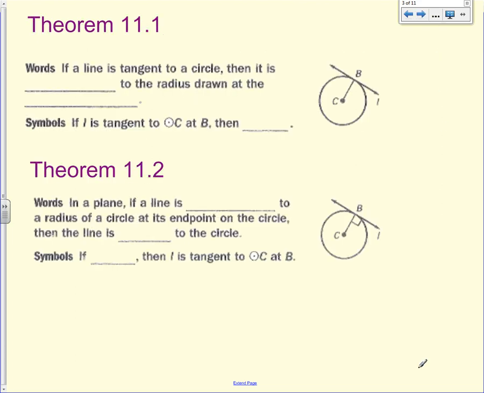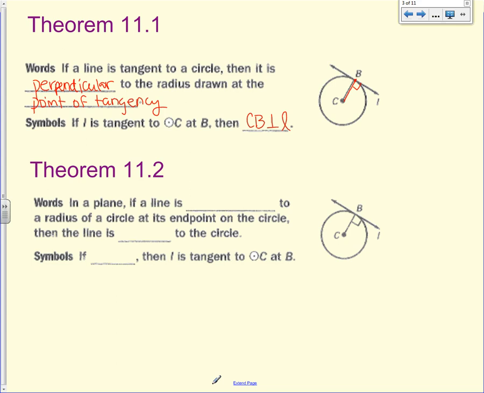So let's take a look at theorem 11.1. If a line is tangent to a circle, then it is perpendicular to the radius at the point of tangency. So this point of tangency is where we're now going to be perpendicular to that radius. So we have a 90-degree angle there. What that looks like is that CB is perpendicular to line L.